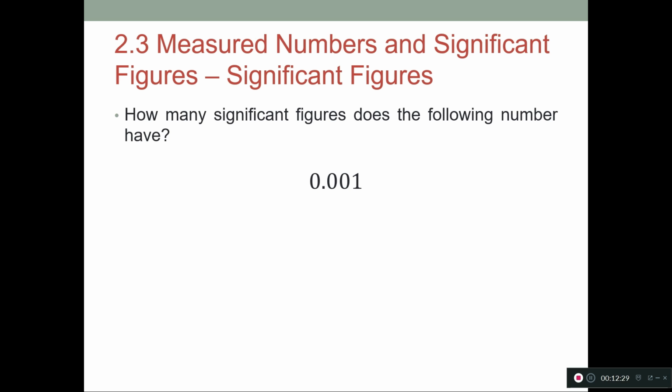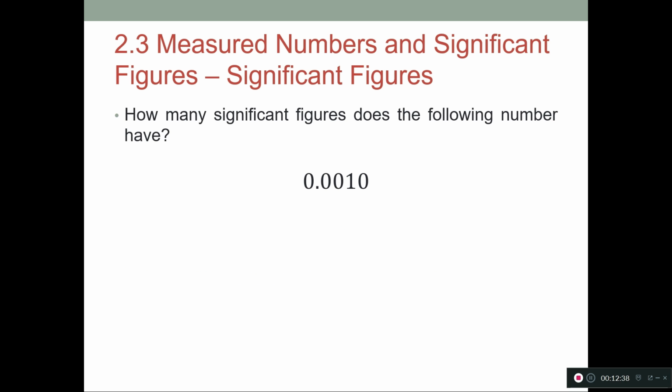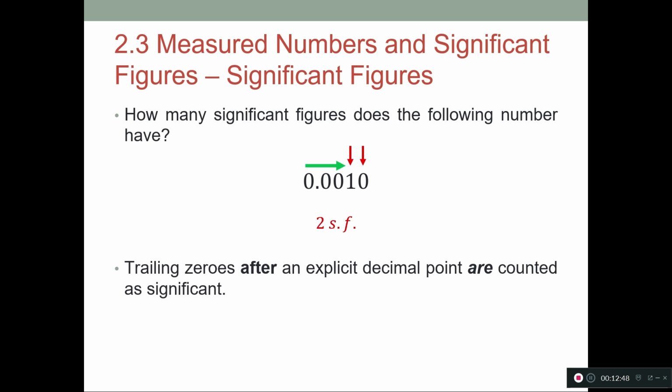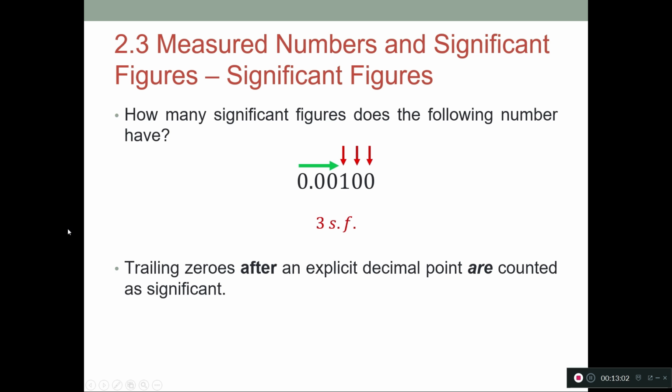Now, if we then add more zeros, these are still not going to be considered significant. So we're just counting this 1 as the significant figure. So this still just has one significant figure. But now if we have a 0 after it, we have to count that 0 as significant. And so this one would have 2 significant figures. So trailing zeros after an explicit decimal point are counted as significant. And again, if we just add another 0 here, that means we're adding another significant 0 onto it. So this one would have 3 significant figures.